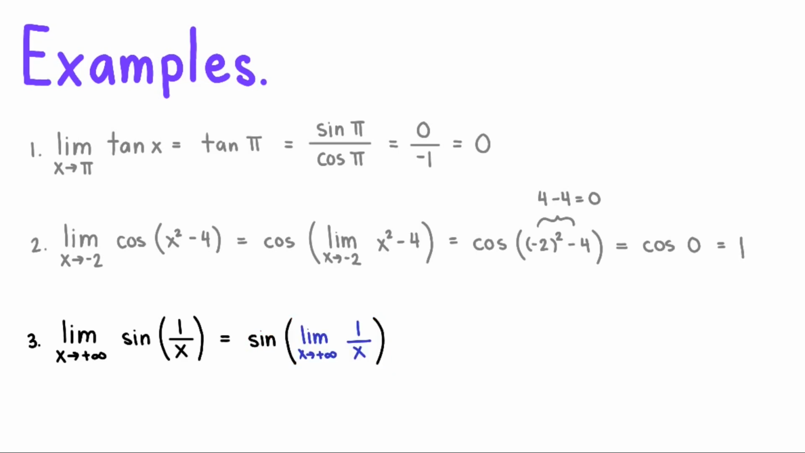Solving for this limit, this is just using the concept of infinite limits. So we know that 1 over infinity, or a value approaching 1 over infinity, is approaching 0. So we'll have here sine of 0, or simply just 0. That answers the last example. So I hope you got these examples correctly.